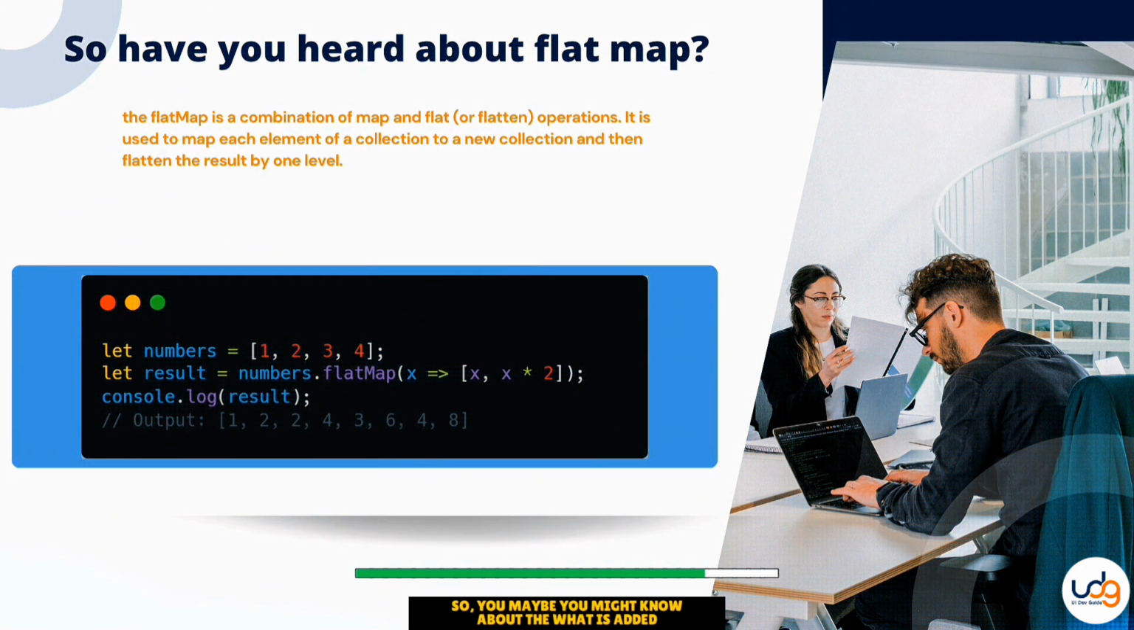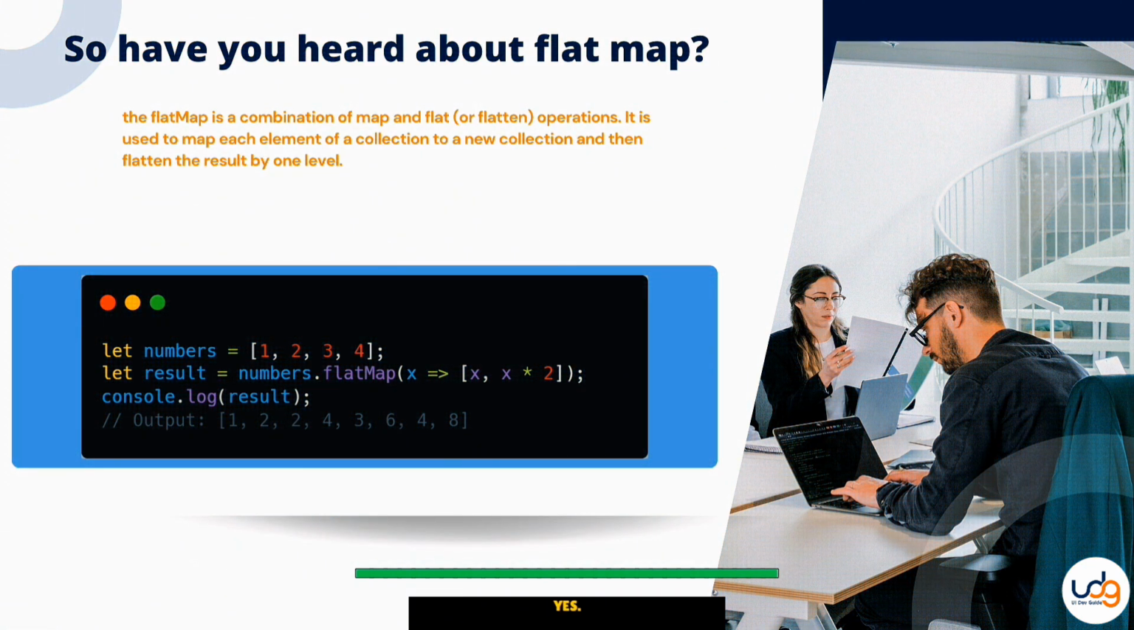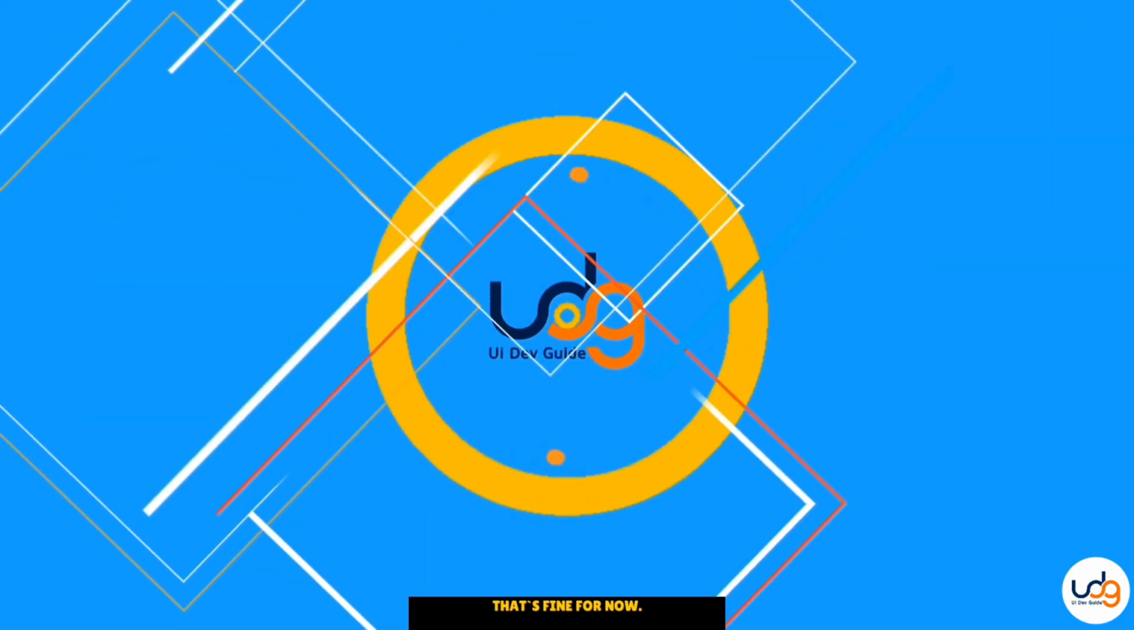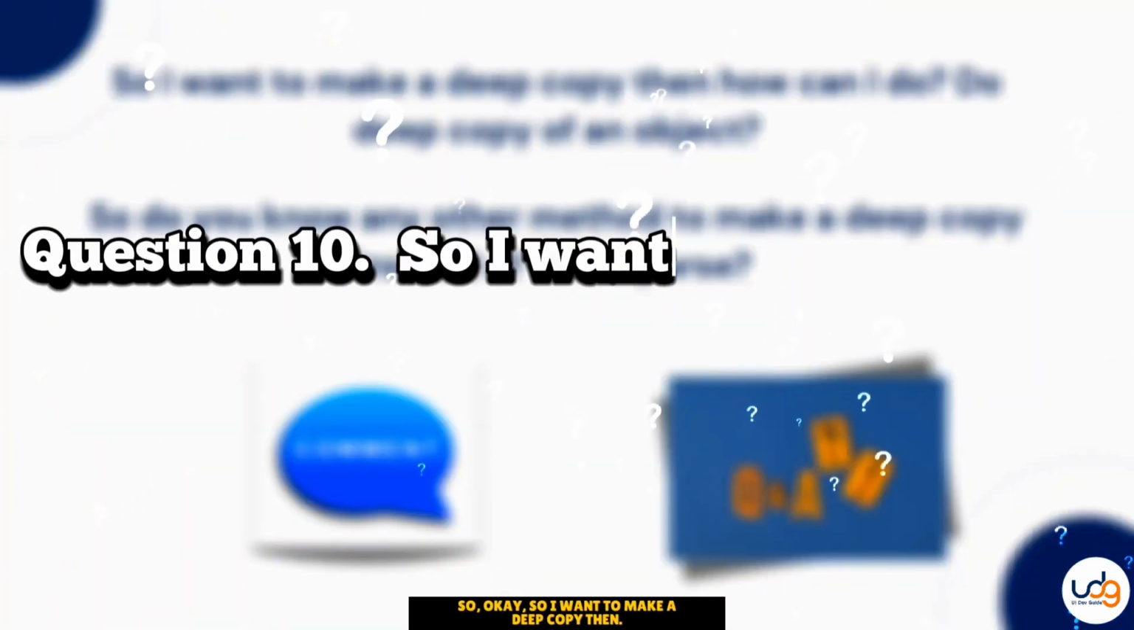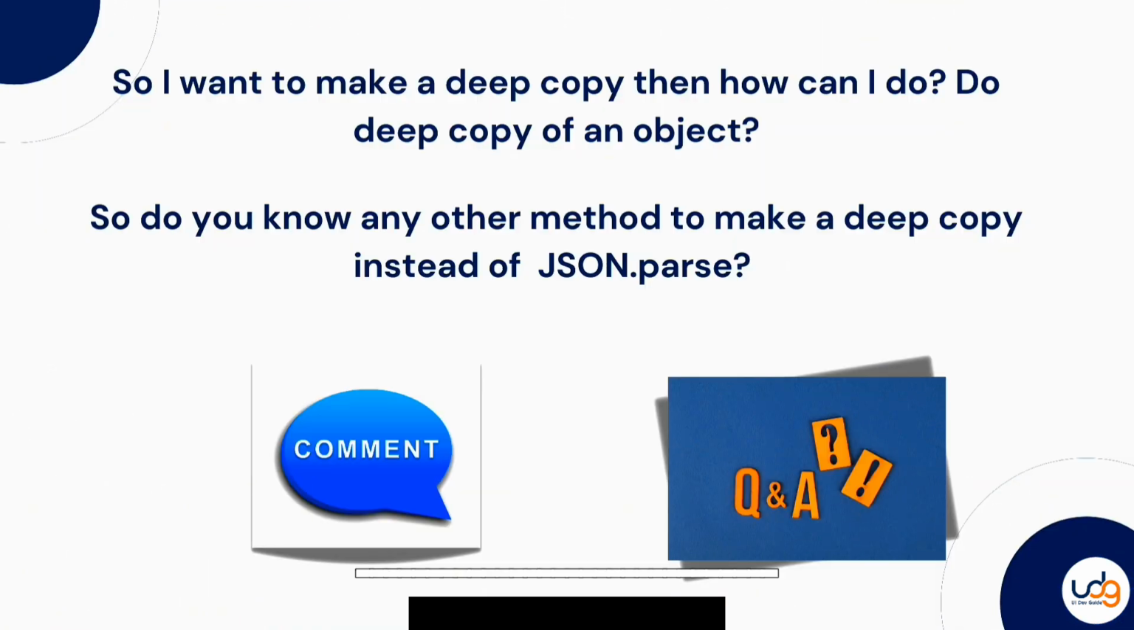Okay. So maybe you might know about array destructuring and everything, correct? Yes. So that's fine for now. So okay, I want to make a deep copy. Then how can I do it? Do a deep copy of an object.